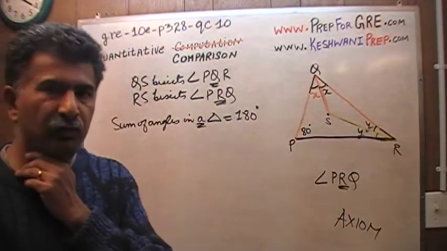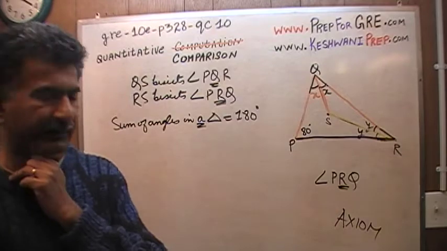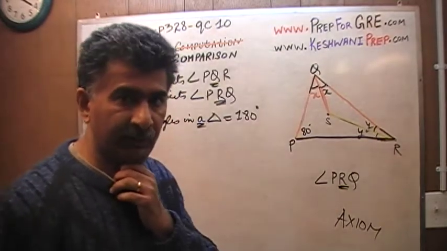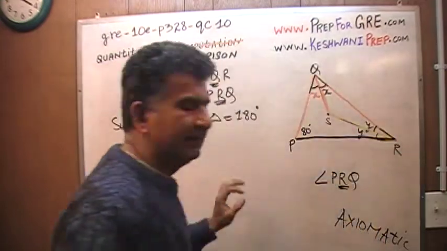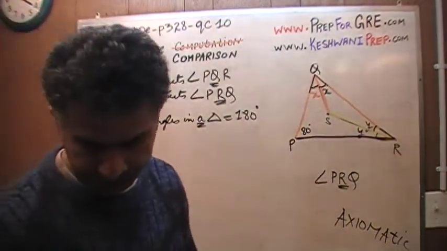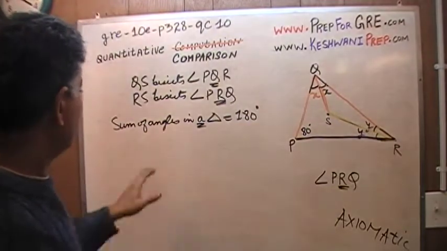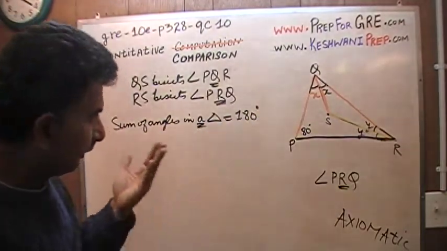An axiom is something that is true by definition, because that is how it is defined. And if something is true by definition, if something is an axiom, it is said to be axiomatic. Anyway, enough of that. The sum of the angles in a triangle is 180. We're going to use that information here.